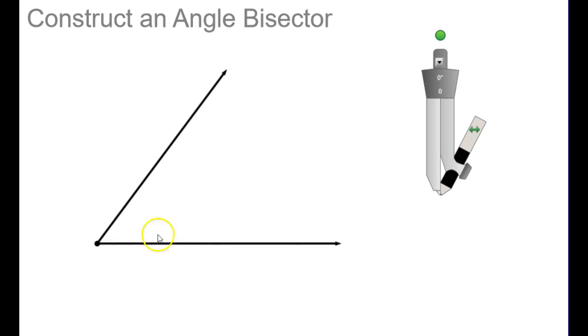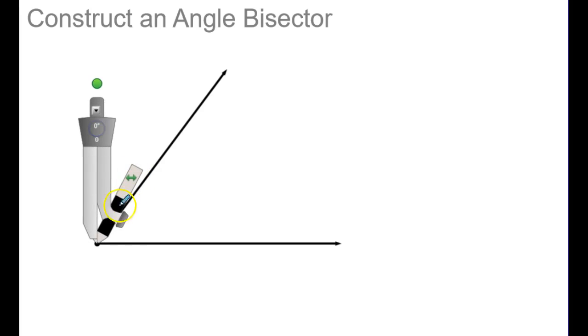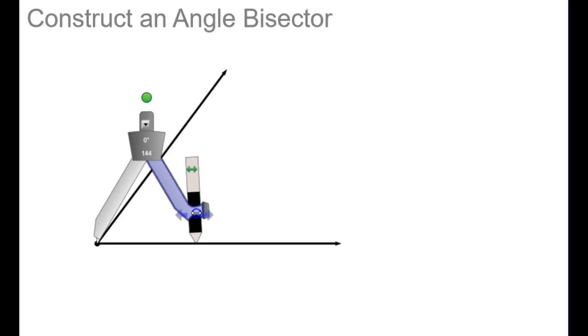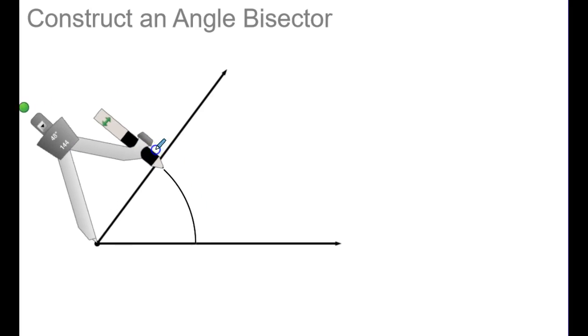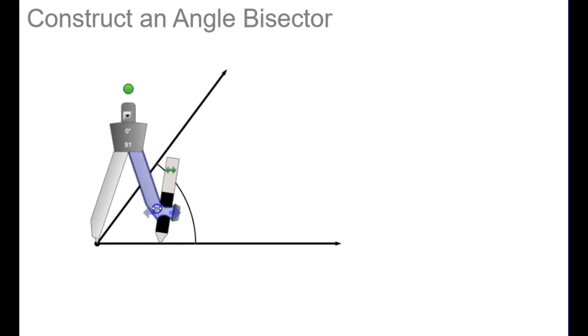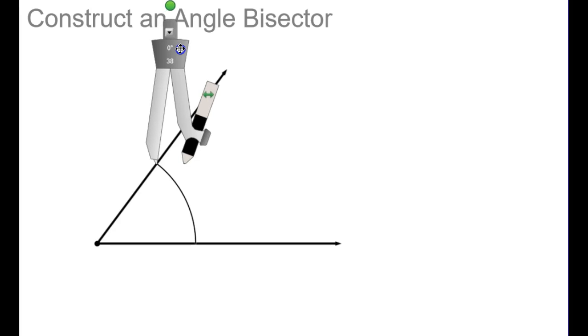So we start with this angle. This is an acute angle. I'm going to take the compass and put that right on the vertex. Now if I extend the compass out and construct an arc, doesn't matter how far out we go, just construct an arc. Now I'm going to take this compass and move it to each of these intersection points.